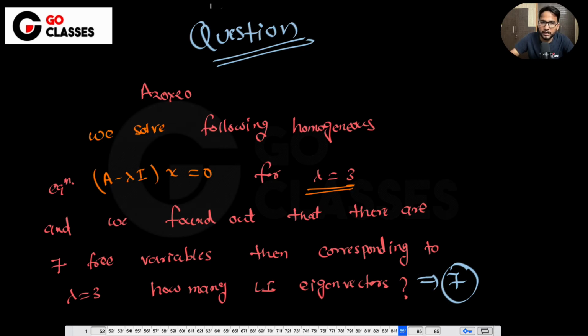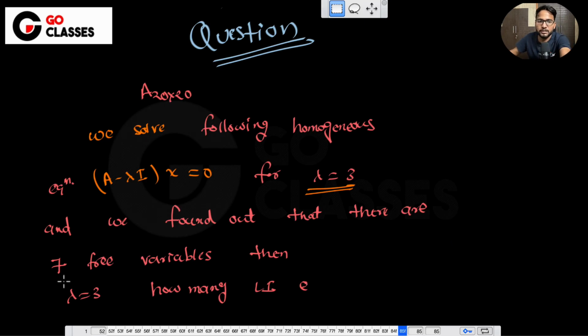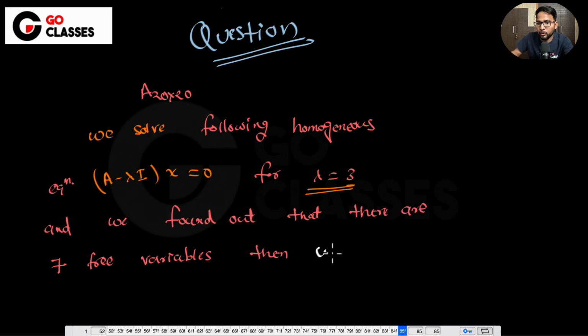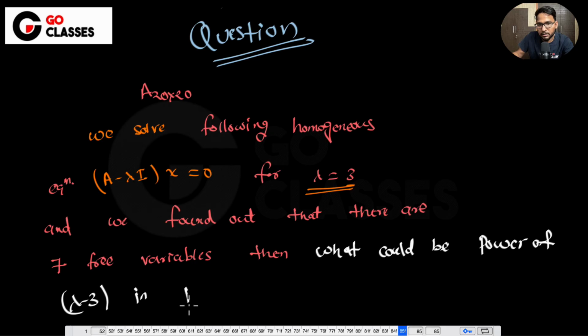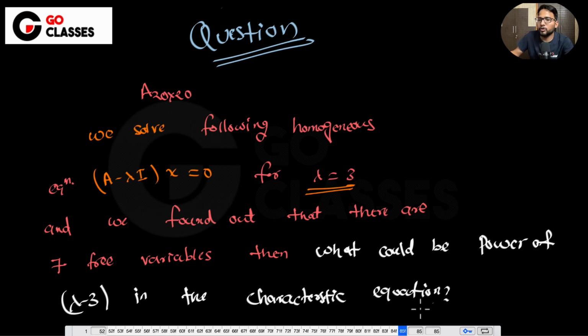Now let me just ask a different question. Apart from this, where I'm saying that if it has 7 free variables, then what could be the power of (lambda minus 3) in the characteristic equation, right? So what do you think?